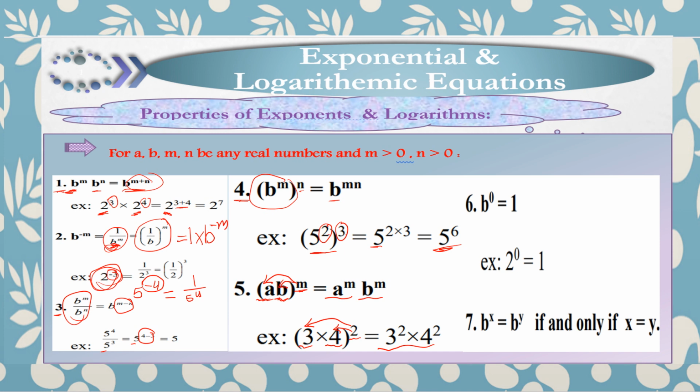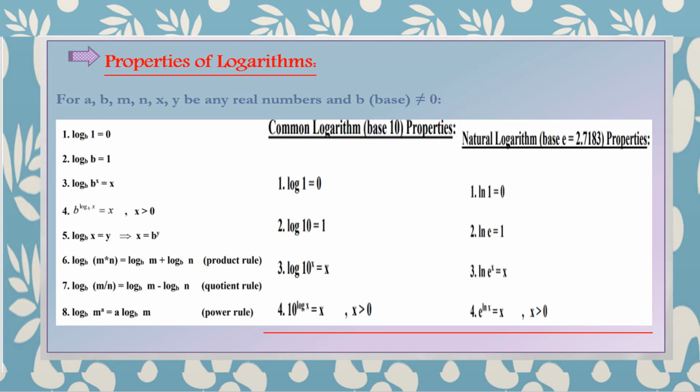Property number 6. b power 0 equals 1. Any number to the power 0 equals 1. Property number 7. If we have b power x equals b power y, with the same bases, then this means the exponents are equal. So x equals y. These are the properties of exponents. Let's take the properties of logarithms.